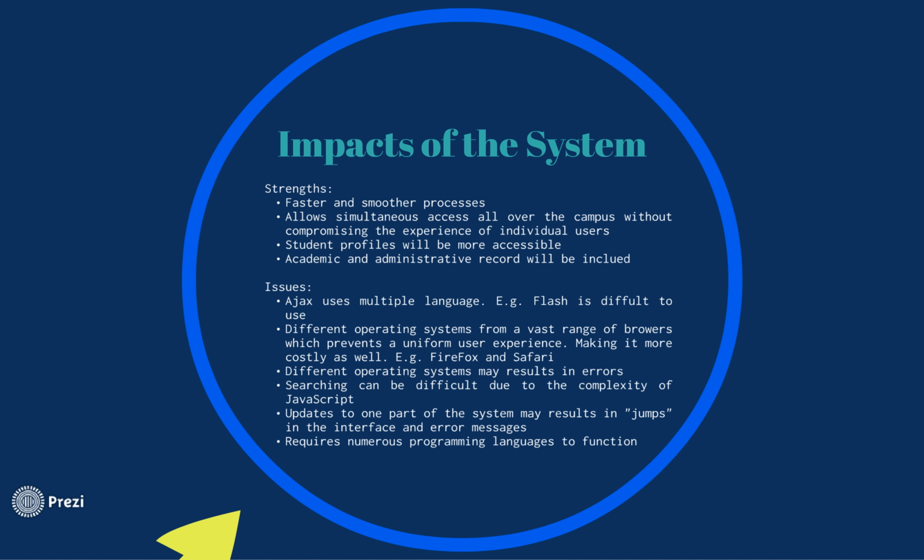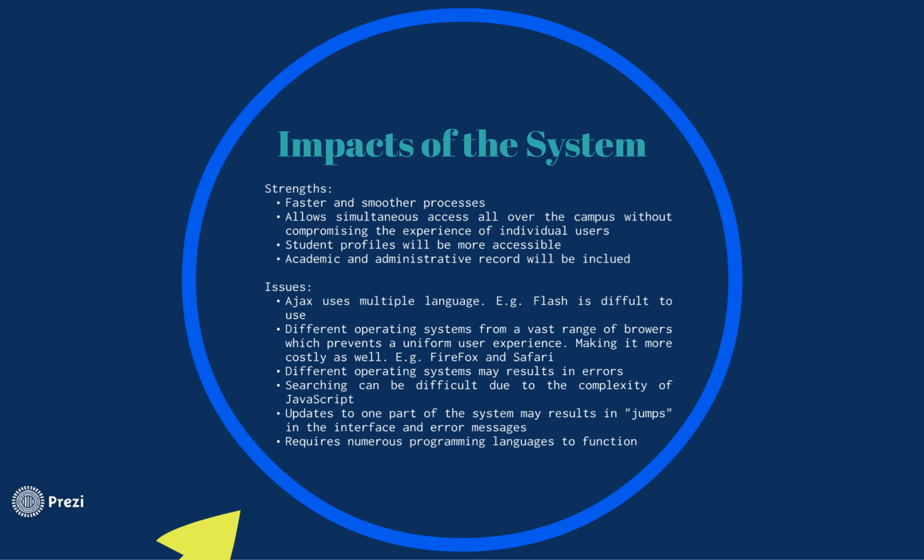The following are issues that may arise with the use of Ajax in Passmore's University. The first issue is that Ajax uses multiple languages, hence it carries over the weaknesses of those languages into the system. For example, HTML JavaScript is hard to maintain, while Flash is difficult to use when developing programs.